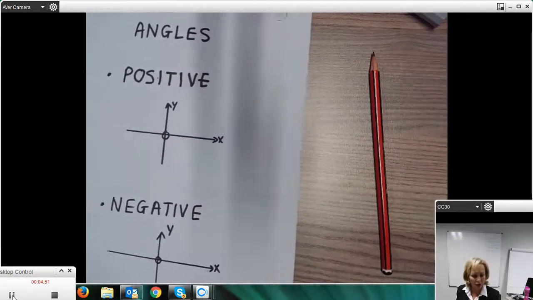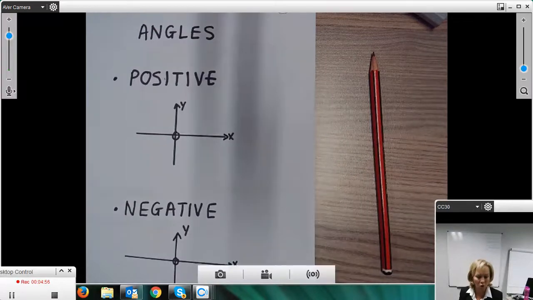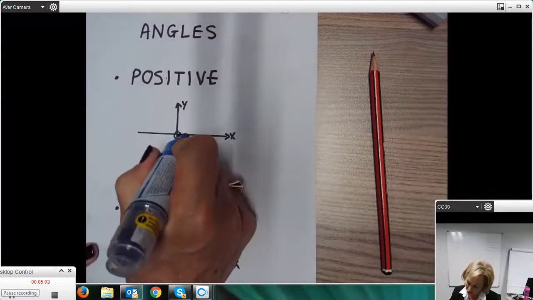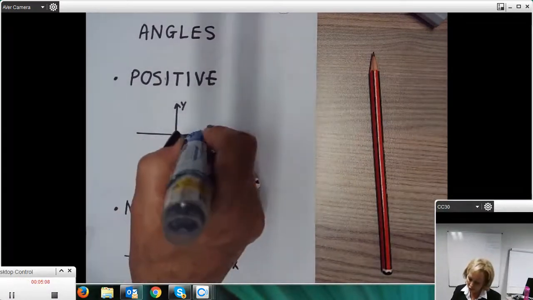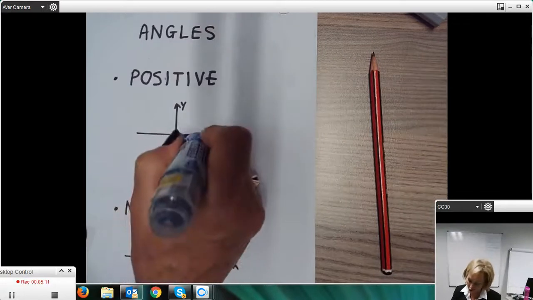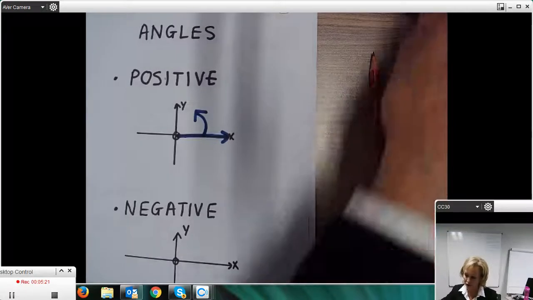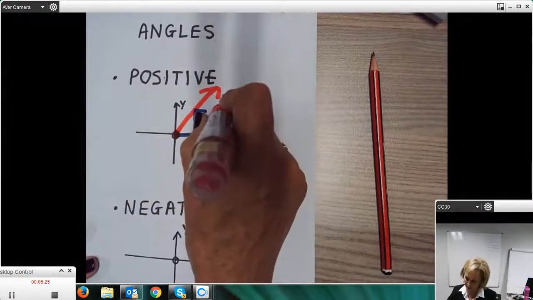Next, we look at how angles can be generated. Generally, it is positive or negative. So if you look at positively generated angles, their initial arm has to be on the positive x-axis, right? And the rotation is always going to be anti-clockwise. So to get a positive angle, you need to rotate in an anti-clockwise direction, and the resulting angle will then be positive.